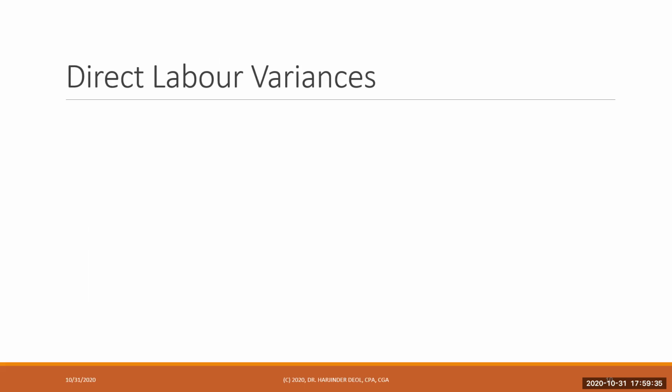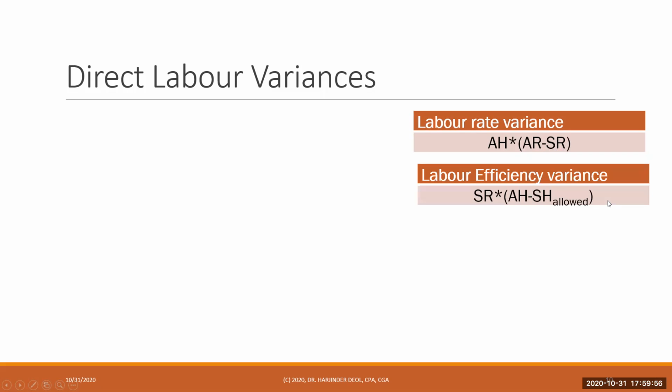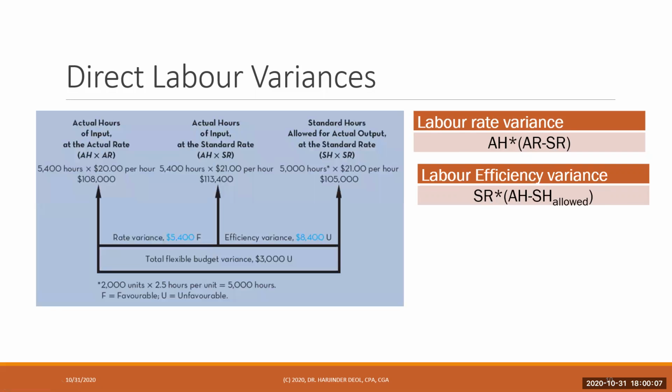The direct labor variances, there are two of them as well. The labor rate variance, which is essentially driven by a difference between the actual rate per hour paid to workers and the standard rate. So actual hours times the difference between actual rate and standard rate, and labor efficiency variance, which is standard rate times the difference between actual hours and standard hours allowed. It can be calculated in this manner.